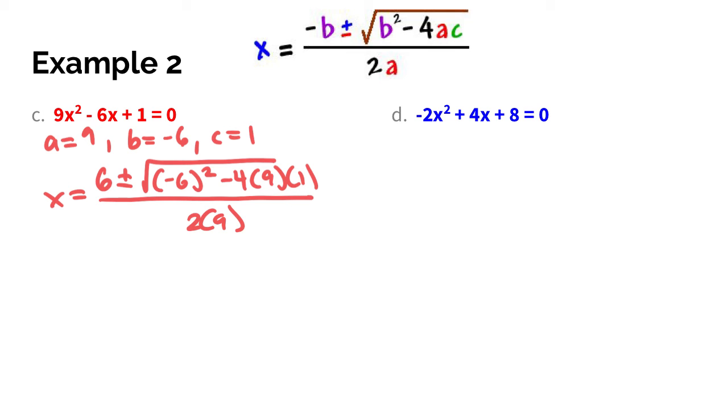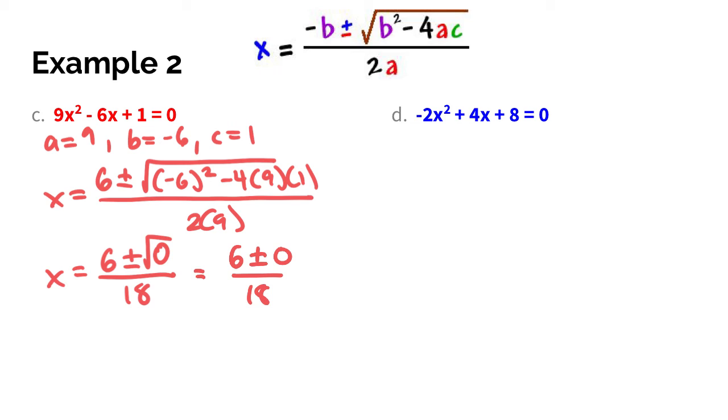Now I'm going to simplify this, and I'm going to get 6 plus or minus the square root of 0 divided by 18. The square root of 0 is going to be 0. So this is going to simplify to 6 plus or minus 0 over 18. But again, it does not make sense to describe it as plus or minus 0. It doesn't mean no solution, it just means that my solution is going to be 6 divided by 18. So what the heck is 6 divided by 18?